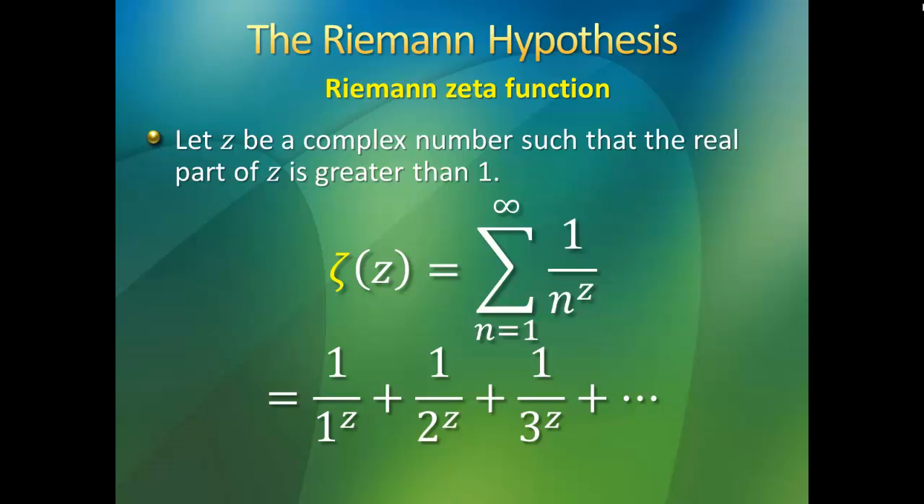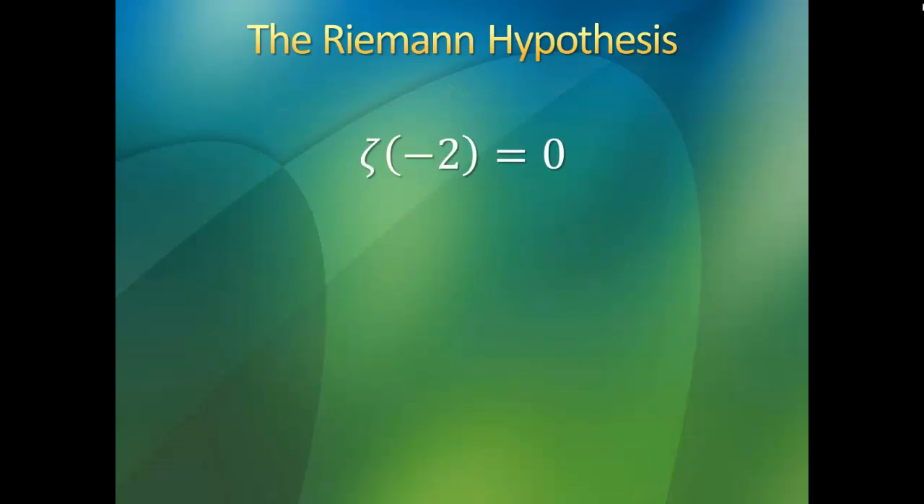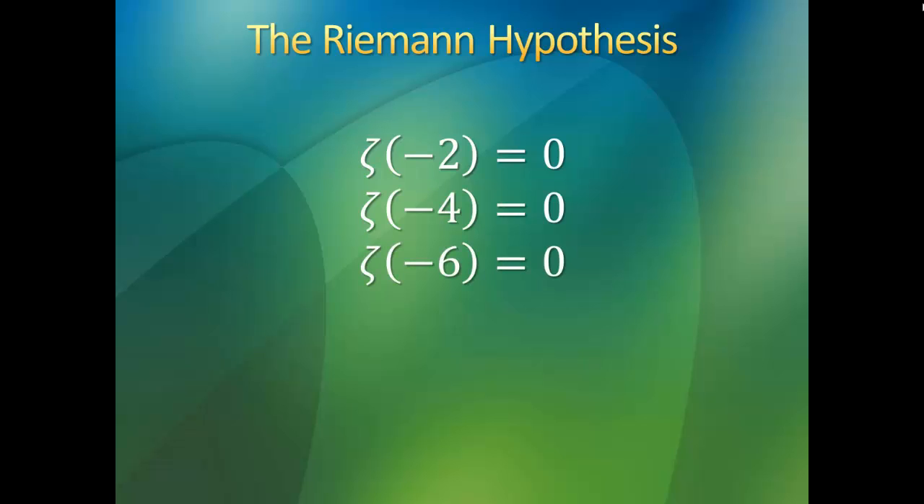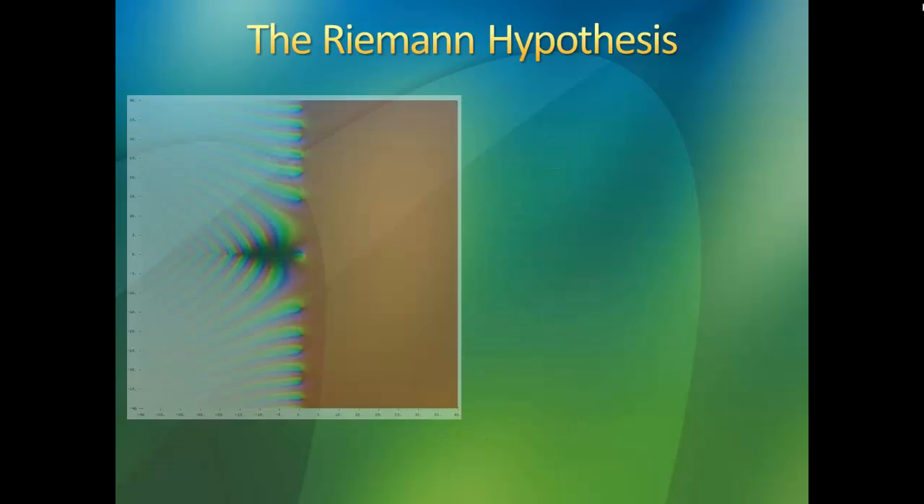It takes quite a bit of work to extend this formula so that it's defined for other complex values, but eventually it can be defined for all values of z except for the real number 1. Now, zeta of negative 2 happens to be 0, as is zeta of negative 4, zeta of negative 6, zeta of negative 8. In fact, all negative even numbers are zeros, which we call the trivial zeros of the Riemann zeta function. There are non-trivial zeros too, though.